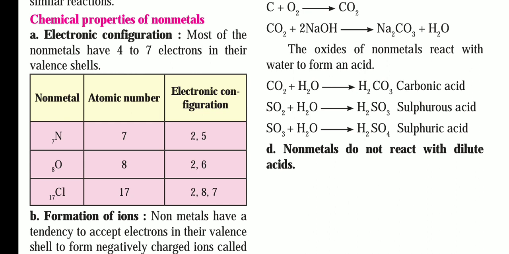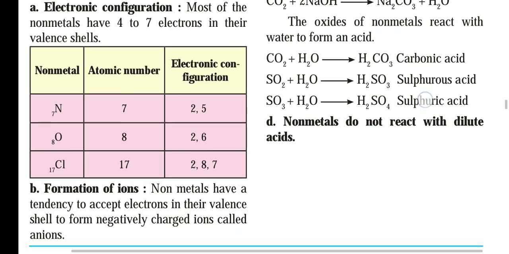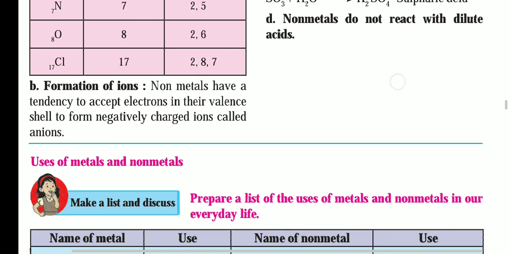In the same way, SO3, trioxide, is there, and in water one oxygen is there, so they form 4 oxygens, and 4 bonds of oxygen combine and form sulfuric acid. Okay, here the formula is H2SO3 for sulfurous acid and H2SO4 for sulfuric acid. And the last point given is, non-metals do not react with dilute acid. Non-metals cannot react with dilute acid.